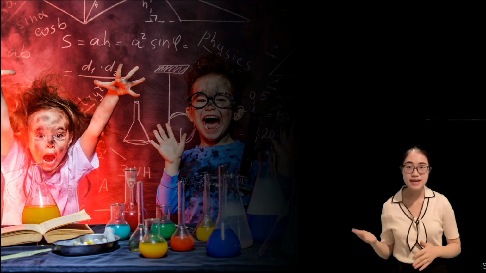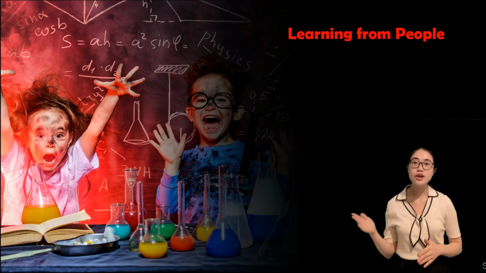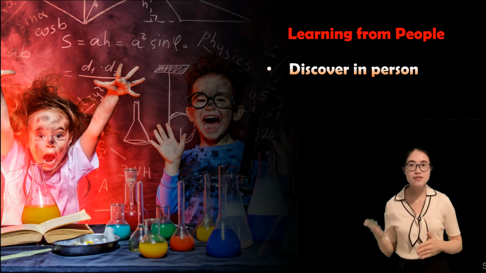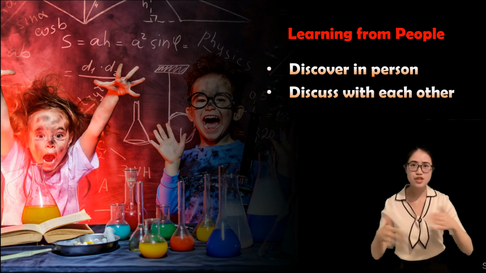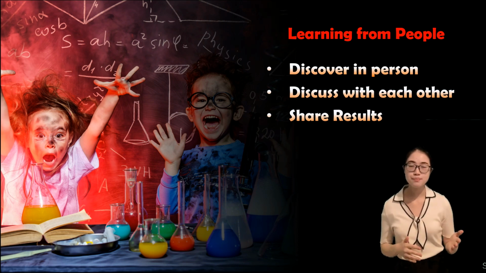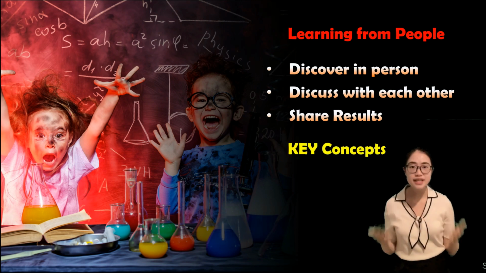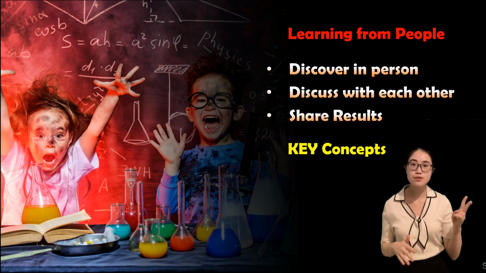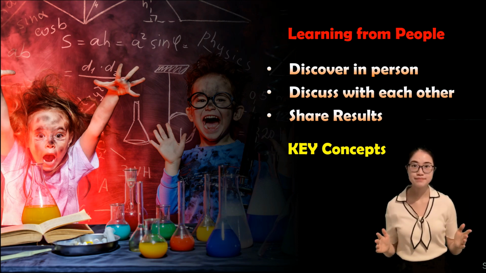And one of the most amazing learning styles is learning from people. So we can get as close as possible to the scientist's life, to discover it in person, discuss with each other, and share results. It seems very time-consuming and hard to manage. But for the understanding of some key concepts, the process would definitely produce twice the results with half the effort. Yeah, this is just some ideas. Hope you like them and can get something from them.